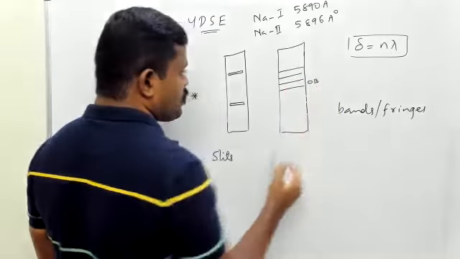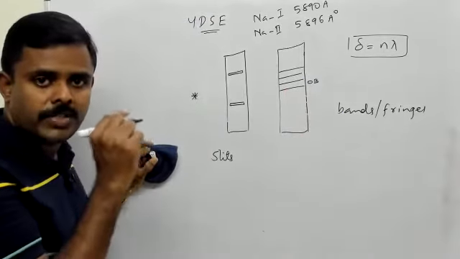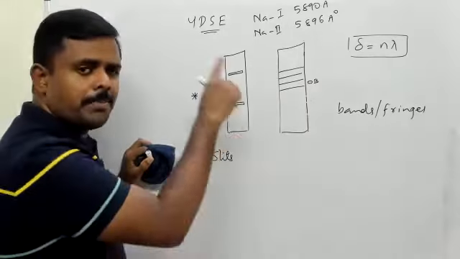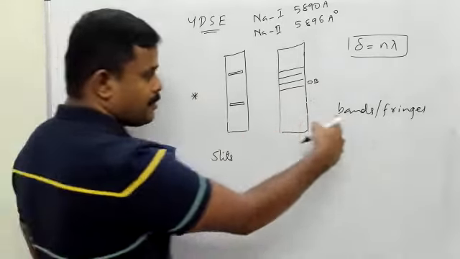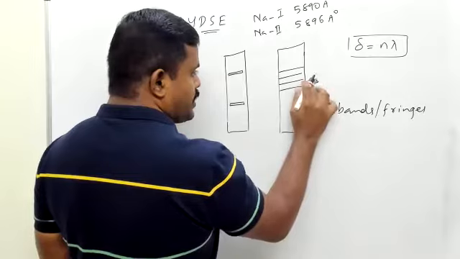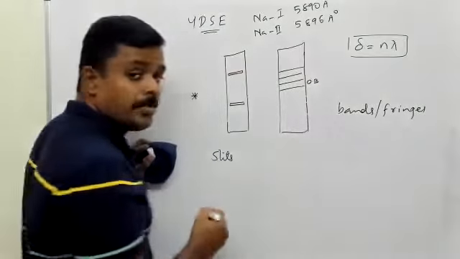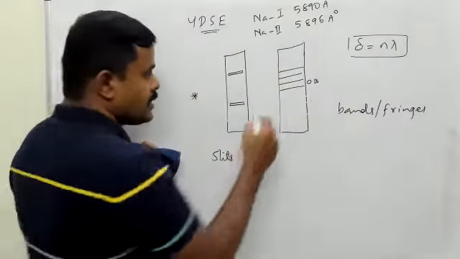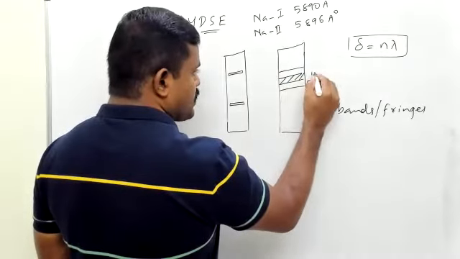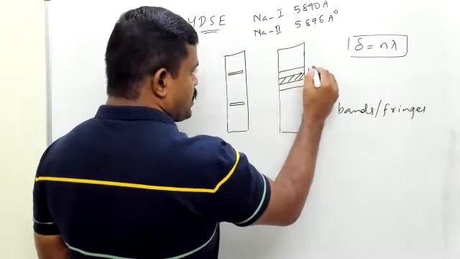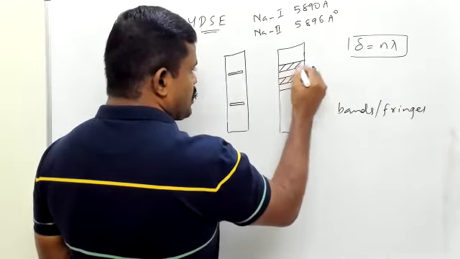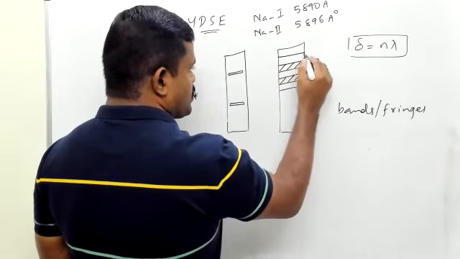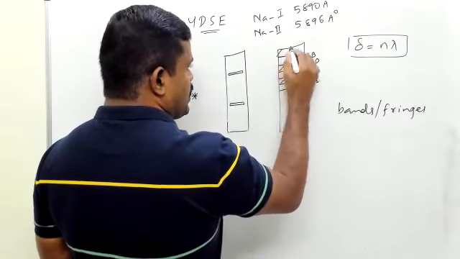This is called the zeroth bright. The central maximum, the central band, is called zeroth band, zeroth bright band. These are called bands or fringes. Then we have dark. This is first dark. This is first bright. Then second dark. Then second bright. Then third dark.